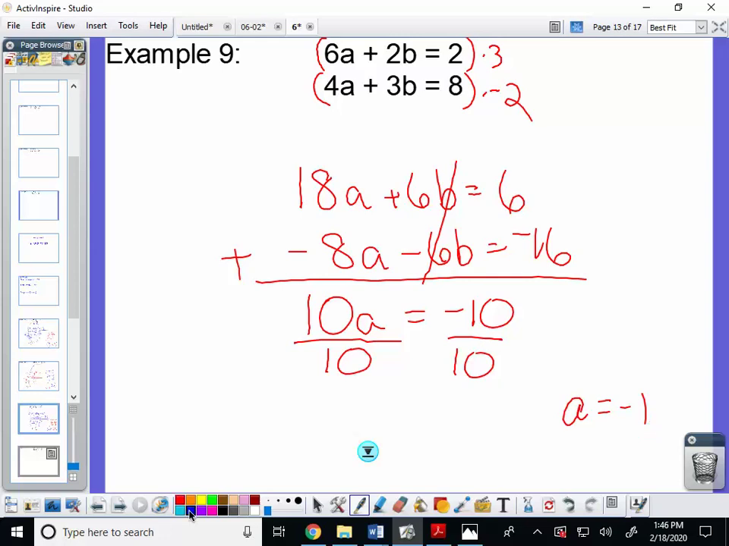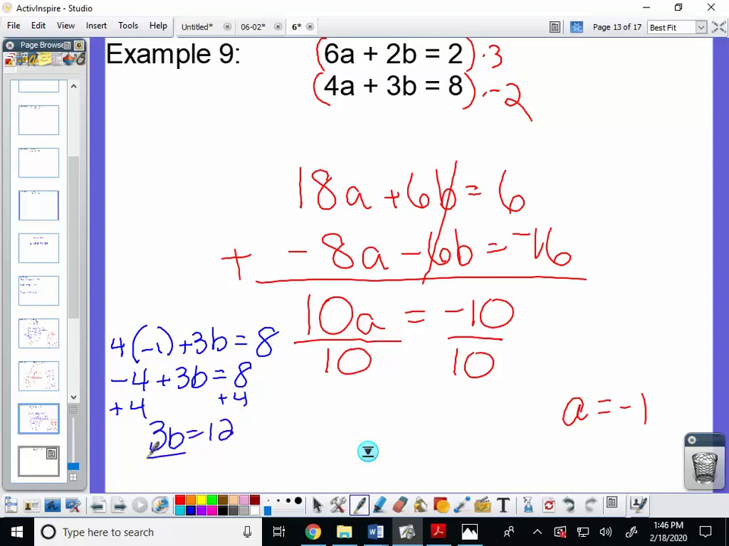No. I'm going to substitute into, let's use the second equation. So 4 times negative 1 plus 3b equals 8. So negative 4 plus 3b is 8. Add 4. So 3b equals 12. You guys should be able to solve an equation at this point. Okay, we'll go quickly through that. So b is 4. Negative 1, comma, 4.